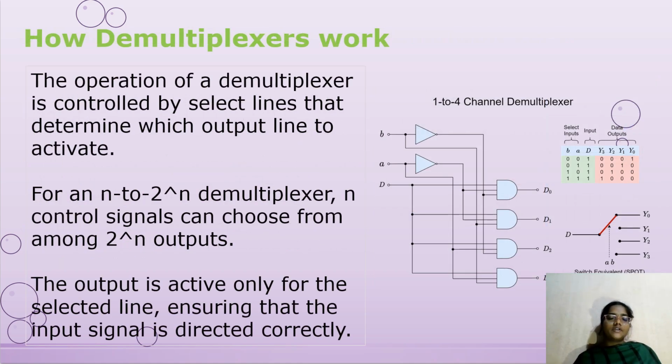The operation of a demultiplexer is controlled by select lines that determine which output line to activate. For a 1 to 2 power n demultiplexer, the control signals can choose from among 2 power n output lines. The output is active only for the selected line, ensuring that the input signal is directed correctly. Here is the diagram of how a demultiplexer works.